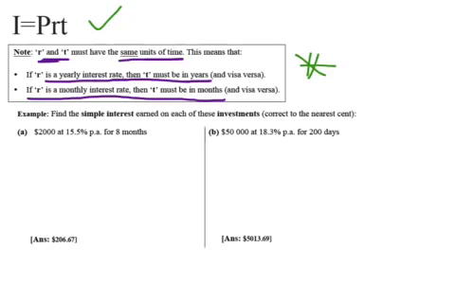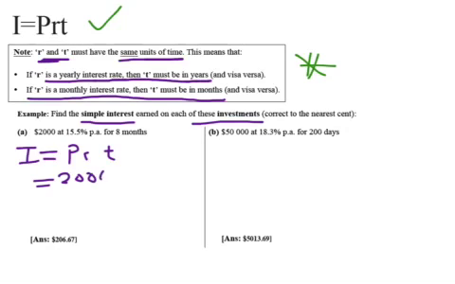So let's have a look at the first one. We've got to find the simple interest on each of these investments, correct to the nearest cent. Now, first thing I do is write down the formula, I equals PRT. Now, the principal is $2,000 times by. Now, the interest rate is 15.5%.